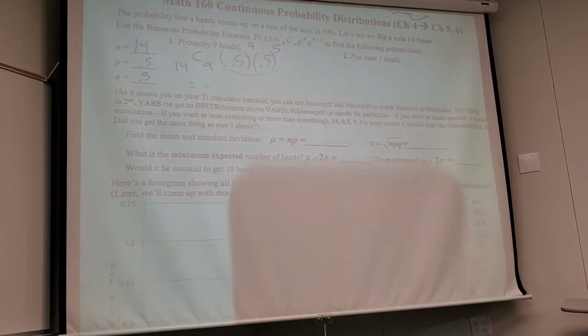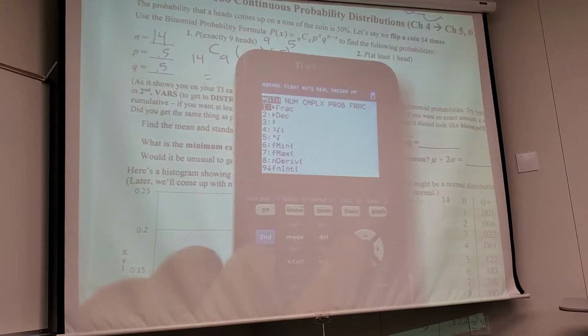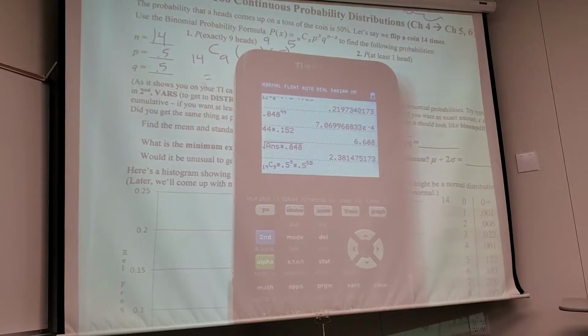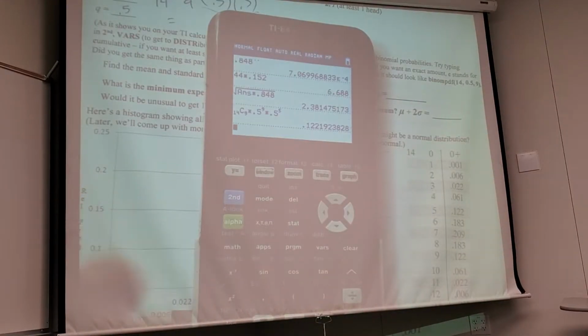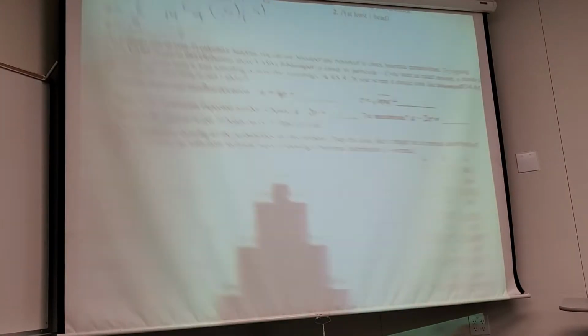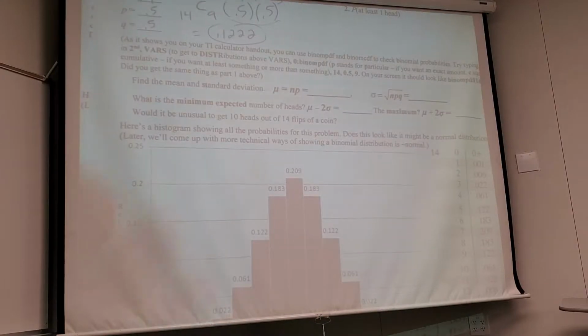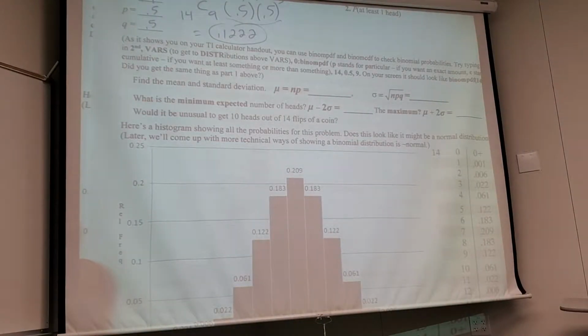Let me remind you what it looks like. 14, choose 9, 0.5. We'll just put it all in there. Yeah, 0.1222. Okay, I like it. So about a 12% chance to get 9 heads out of 14 flips. So that would not be unusual.